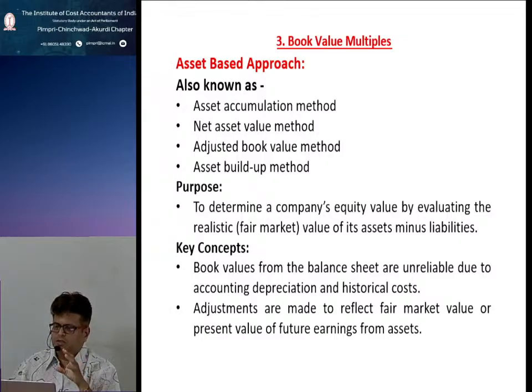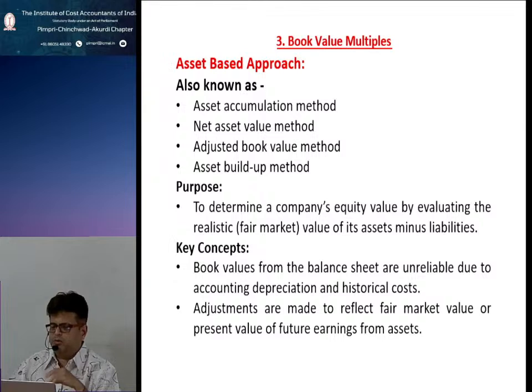So the company's equity value is determined by evaluating the assets which are comprised in the company's financial statements. The realistic, that is the fair market value, is determined for each of its assets, out of which the liabilities are reduced, and that typically gives you the asset accumulation method, or net asset value method, adjusted book value method, or asset build up method.